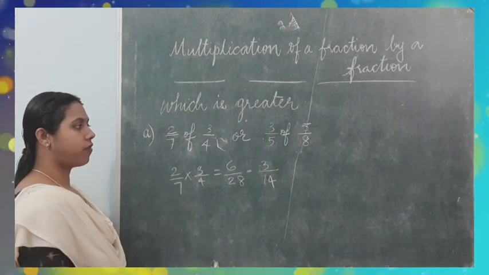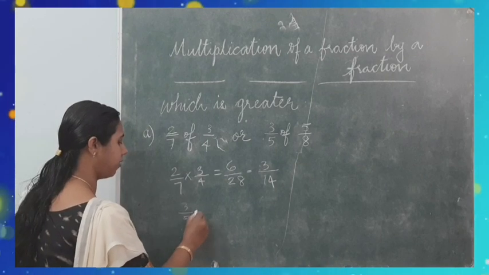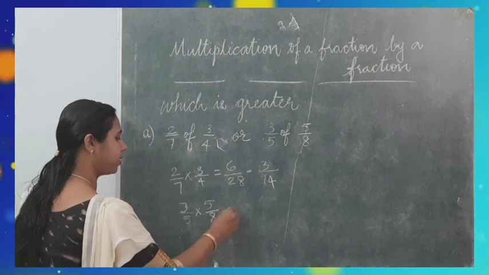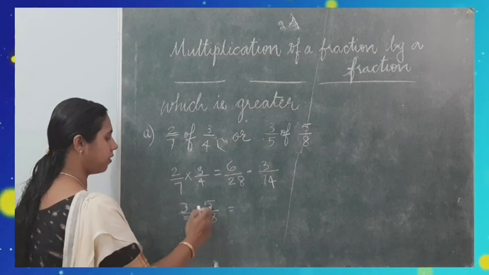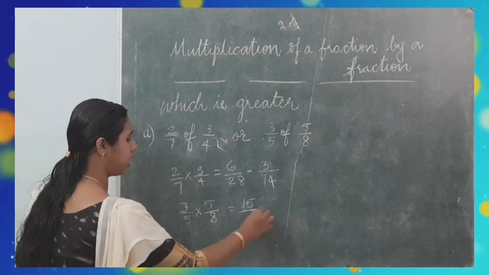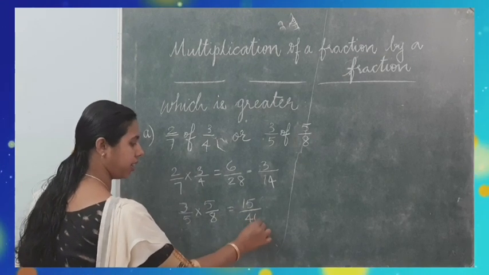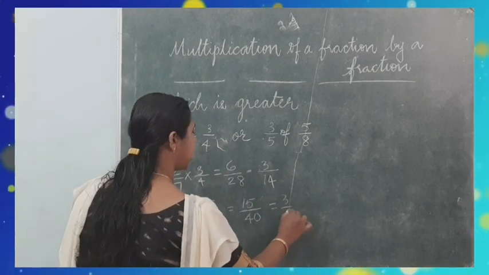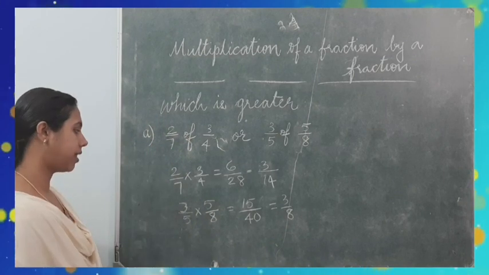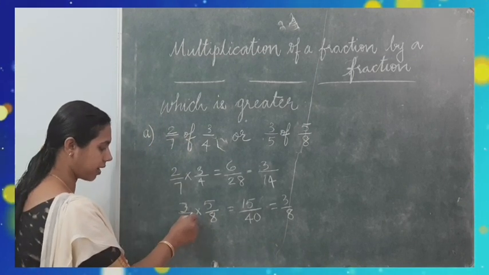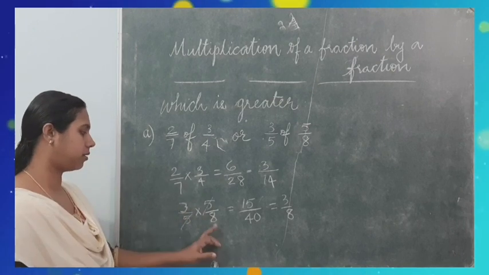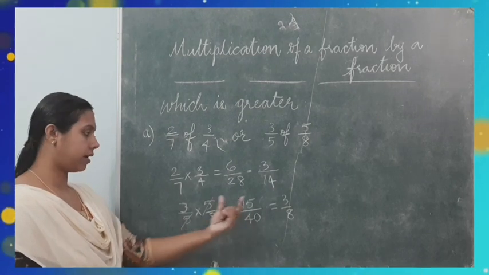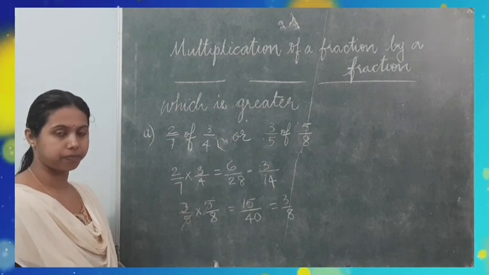The next one is 3 by 5 of 5 by 8. 3 by 5 into 5 by 8, which is equal to 3 5s are 15 divided by 5 8s are 40. That is, 5 is a common factor, so the lowest form is 3 by 8. Directly you can write the answer by cutting the common factors. Here you can cancel these common factors, then what is left here? 3 by 8. Instead of multiplying, directly you can write the answer by using the cutting method.